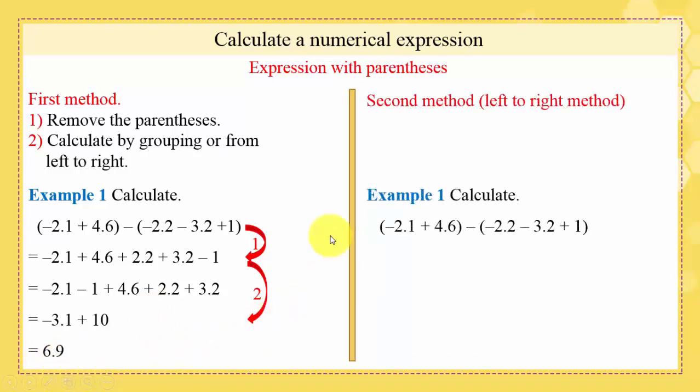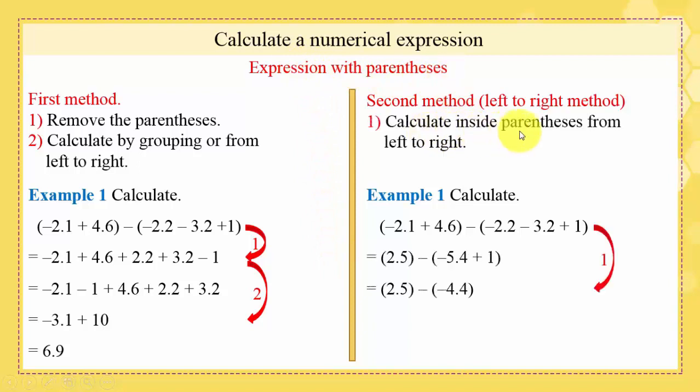Second method, when the expression has a parenthesis, you calculate inside the parenthesis from left to right. You look for the parenthesis and calculate inside it. Look here, these two terms and these two terms, then these two terms together. Then after you calculate inside the parenthesis, you remove the parenthesis and then calculate the numbers. Also, in the two methods, you should have the same numbers.